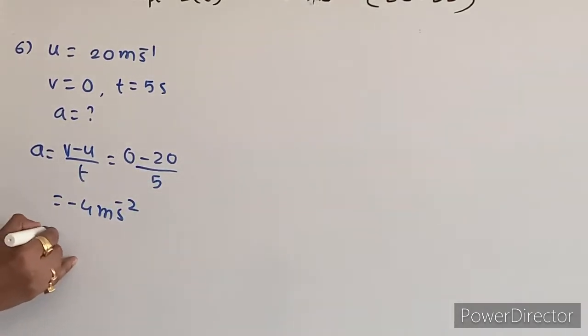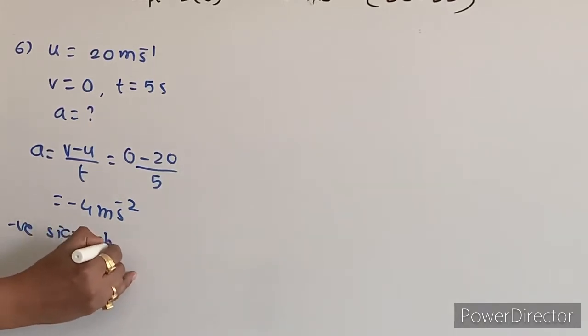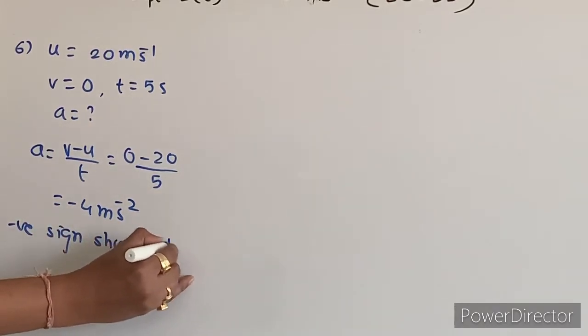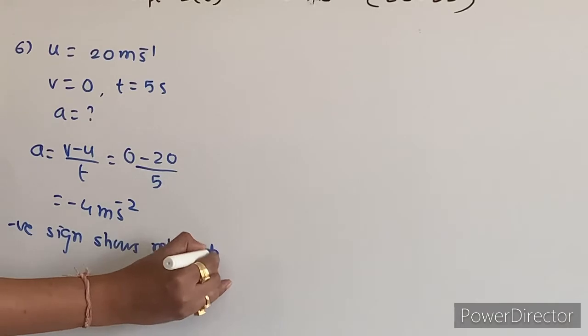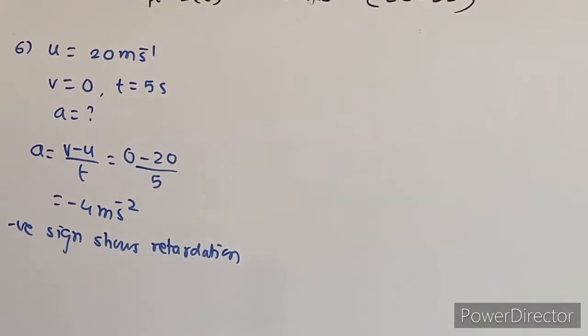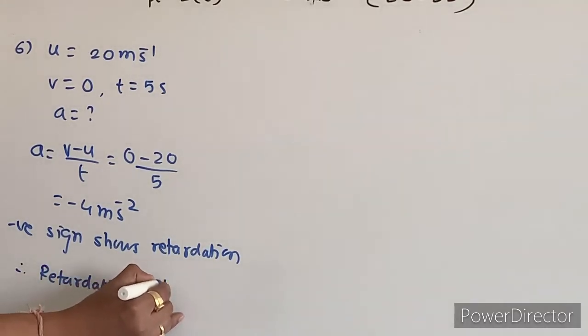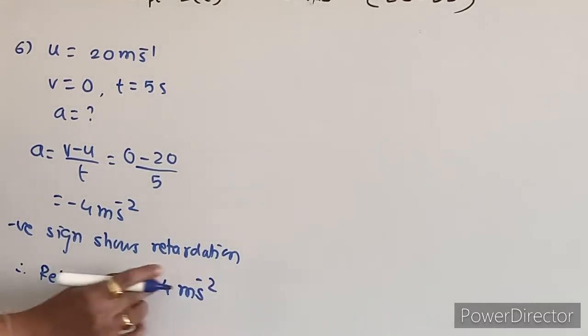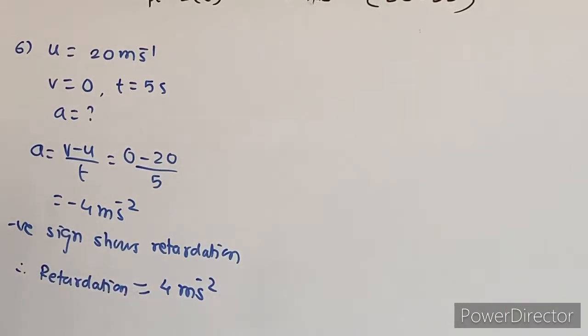So write, the negative sign shows retardation. It is called what? Retardation. So I can write here, therefore, retardation is equal to 4 meter per second square. Right? Now check the seventh one.